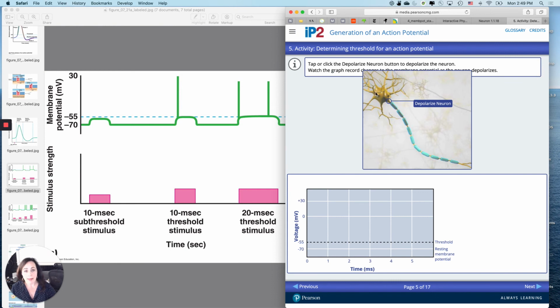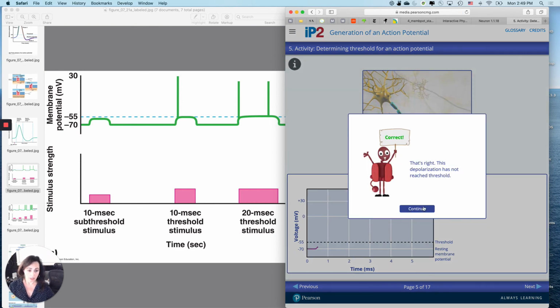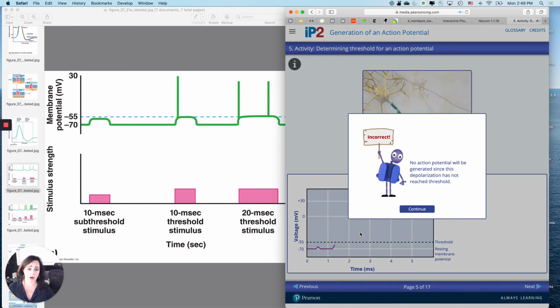All right, so tap or click the depolarize neuron button to depolarize the neuron. So I'm going to depolarize it. It's going to ask me a question. Will an action potential be generated? Nope, that's subthreshold. Yay! I thought that was a hot dog, but it's a voltage gated sodium channel. I was like, why are they using hot dogs? Okay, now we'll do it again. It is a little slow at first, but it gets harder, I promise.